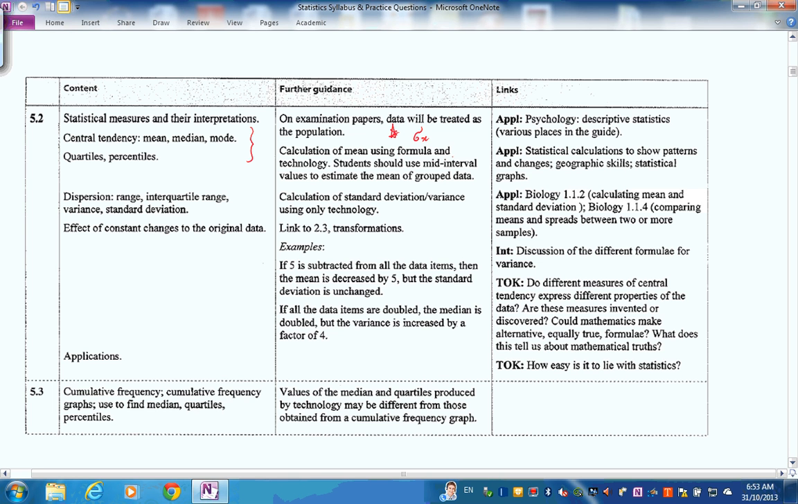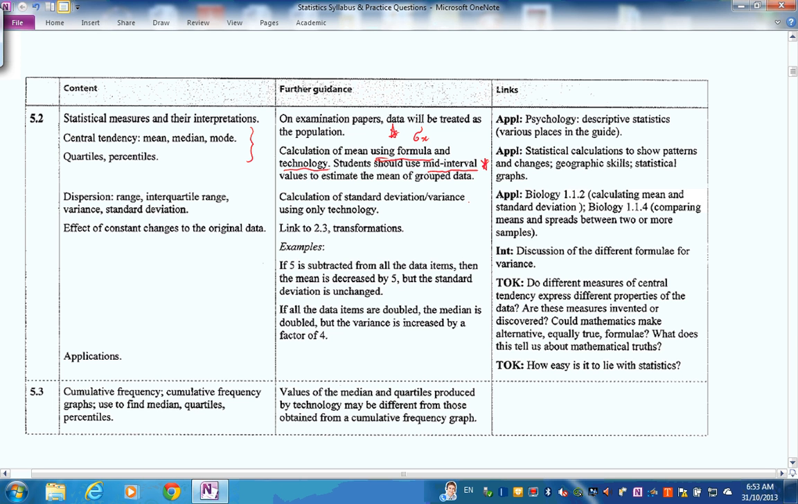Calculation of mean using formula, directly by hand and technology. Students should use mid-interval values to estimate the mean of group data. That looks like that's going to be an important point, doesn't it? Mentioned a couple of times now.